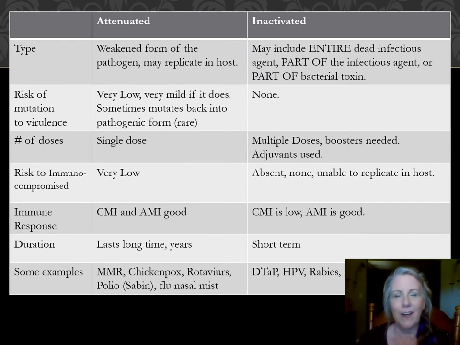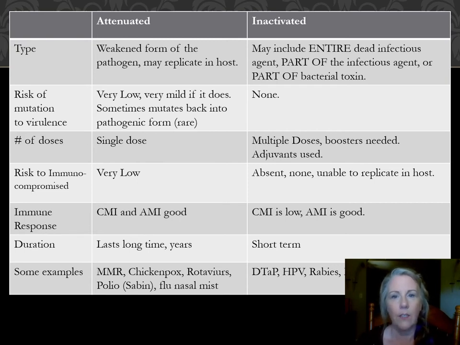Okay, so let's compare attenuated vaccines to inactivated vaccines. So first, looking at the type, inactivated. So this includes a few different types. It may include the entire dead infectious agent. Sometimes you hear it called a killed vaccine, because you have the entire bacteria or the entire virus and it's been killed, right? It's been inactivated in some manner, but the entire agent is there.